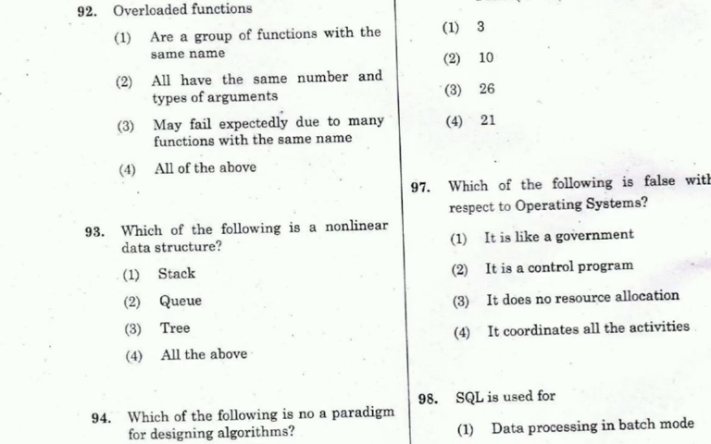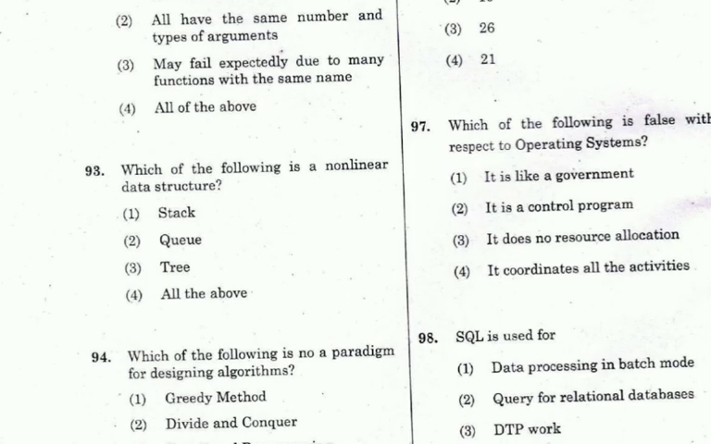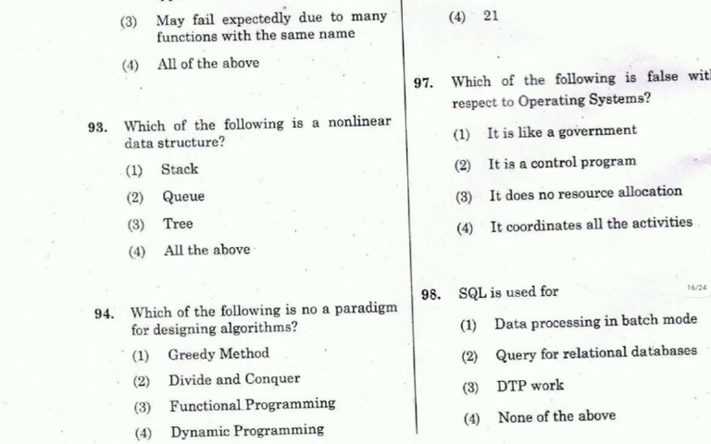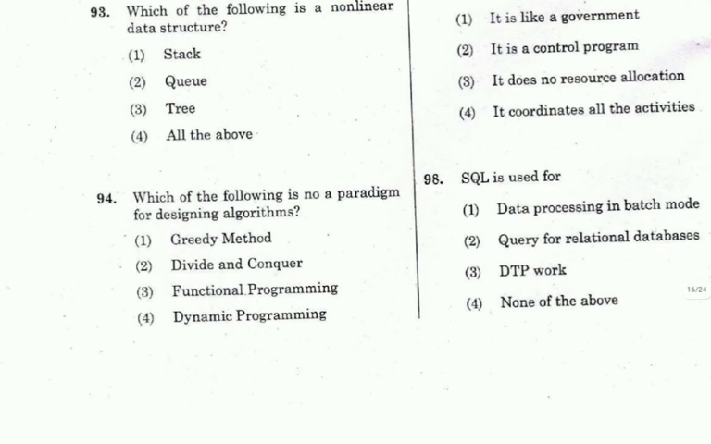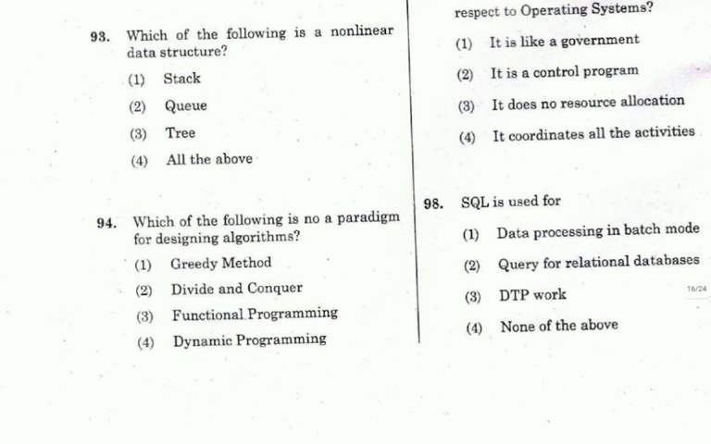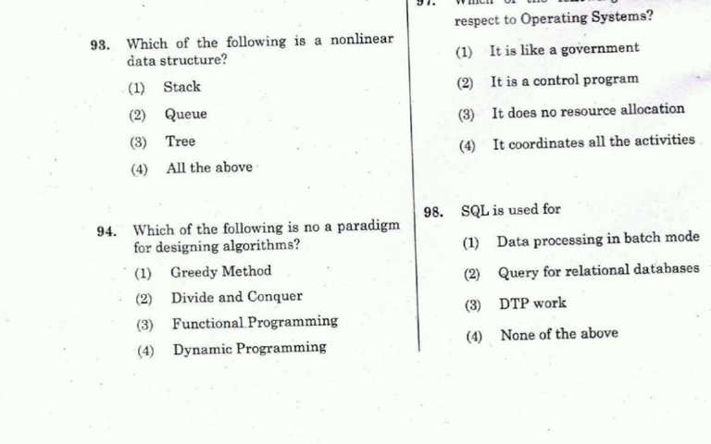Which of the following is false with respect to operating system? An OS is responsible for managing resources like CPU, memory, and input-output. So here option 3 is false. It doesn't allocate resources. So option 3 is the correct answer. So OS will act as a government in the system, and it will control all the programs and control all the activities. It will act as a manager in the system.